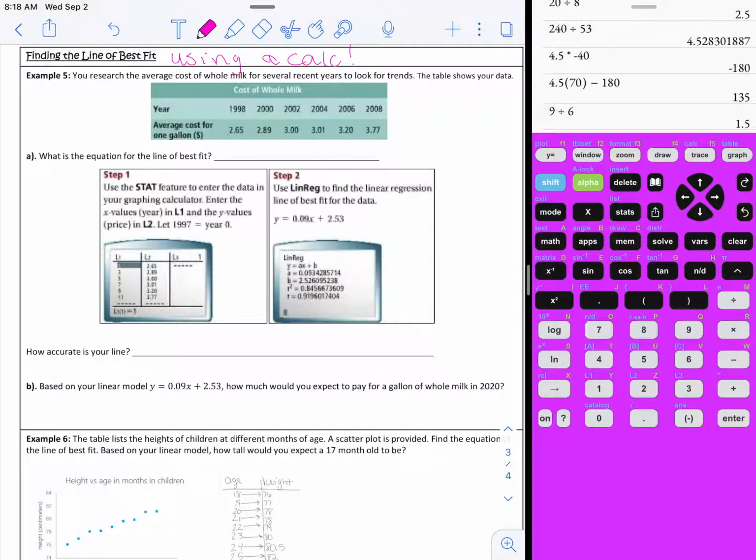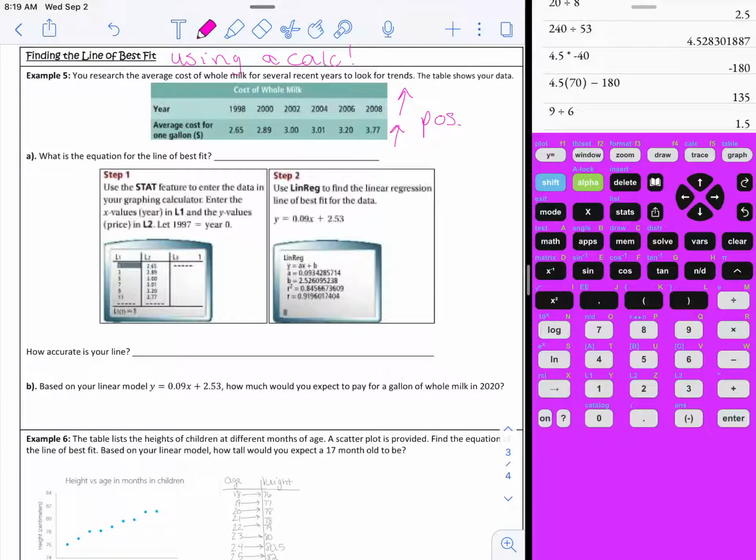So in 1998, when none of you were born, a gallon of whole milk was $2.65. In 2000, there we go, now we're at least getting closer to your ages. In 2000, it was $2.89. 2002, $3. 2004, $3.01. 2006, and you can see that as the years increase, so does the price of milk. So we know that this is going to be a positive correlation if we graphed it. So what is the equation? Well, I could use an actual physical calculator, and that's how I used to teach it, but I'm going to teach you guys how to do it online now.